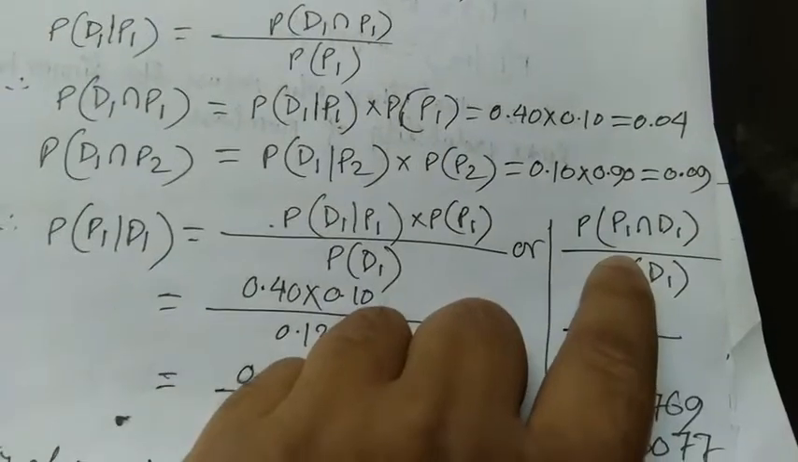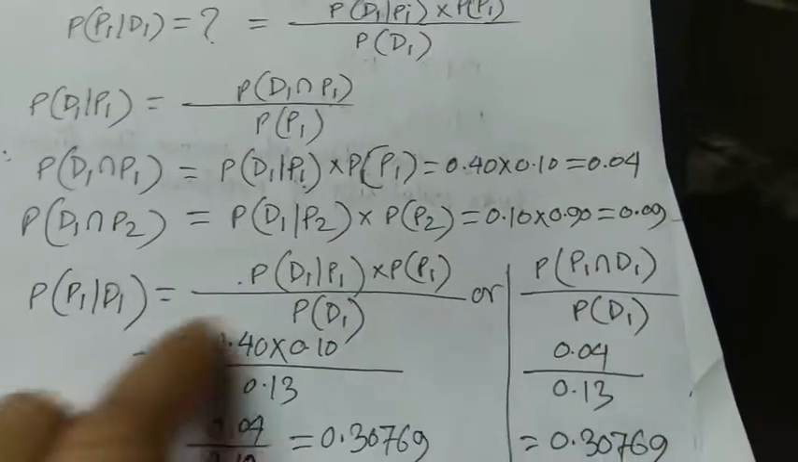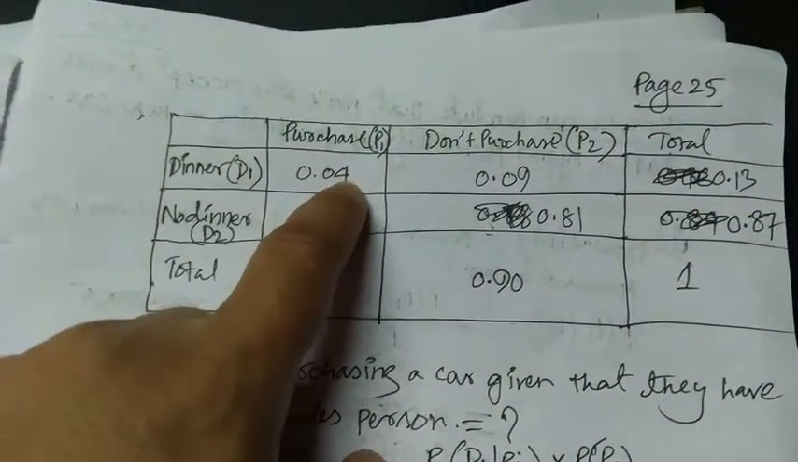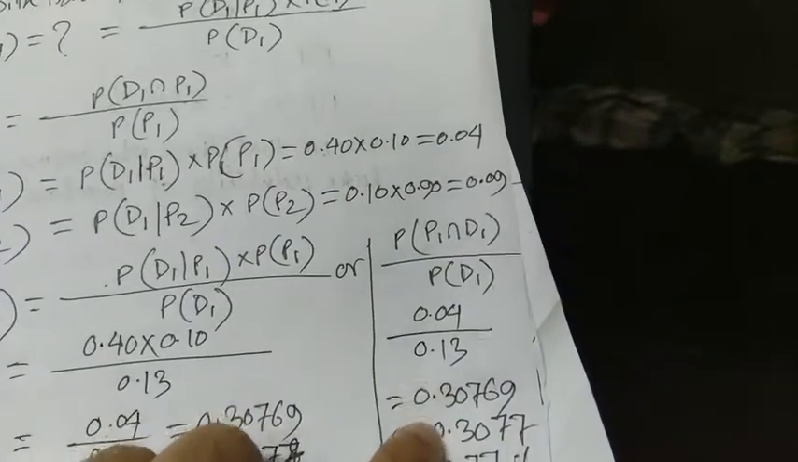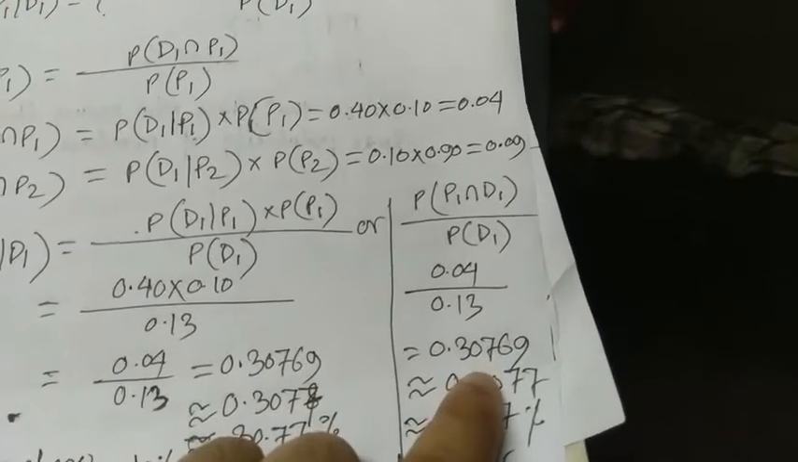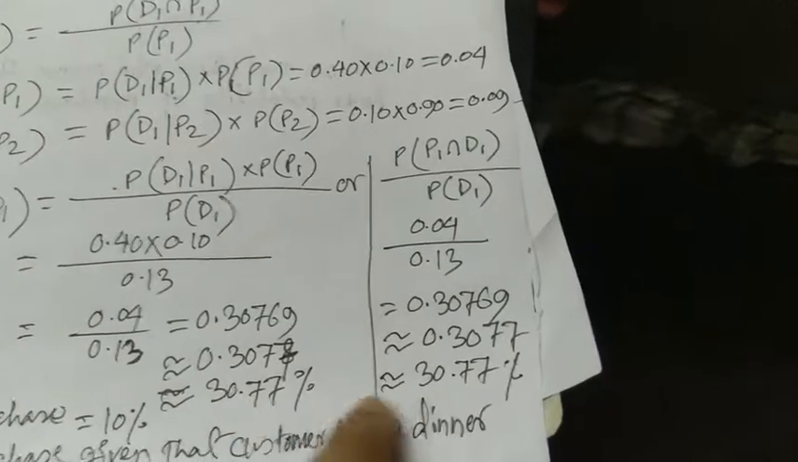Alternatively, we can also find it using this formula: probability of P1 given D1 equals probability of P1 intersection D1 divided by the given part, the probability of D1. We already know P1 intersection D1 is 0.04. Probability of D1, this is the row for D1, is 0.13. If you divide, you get the same answer, 0.30769. So you can solve it in either way. If you round it, we get 30.77%.